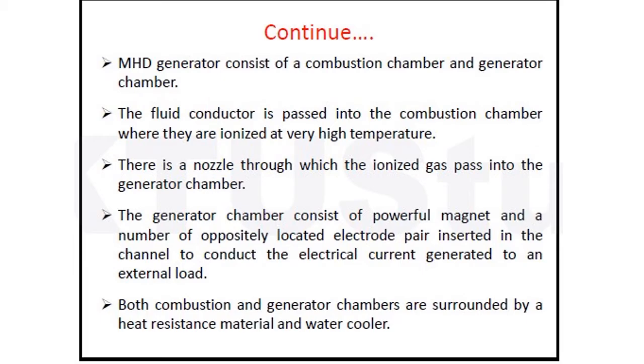So it consists of a combustion chamber and a generator chamber. The fluid conductor is passed into the combustion chamber, where it is ionized at very high temperature. There is a nozzle through which the ionized gas passes into the generator chamber. The generator chamber consists of a powerful magnet and a number of oppositely located electrode pairs inserted in the channel to conduct the electrical current generated to an external load. Both the combustion and generator chambers are surrounded by a heat resistant material and water cooler to repeat the cycle.